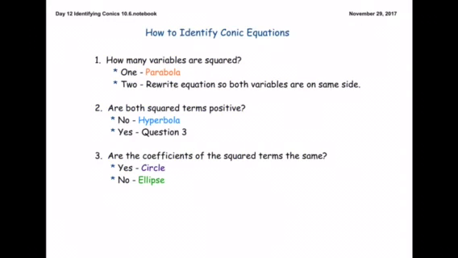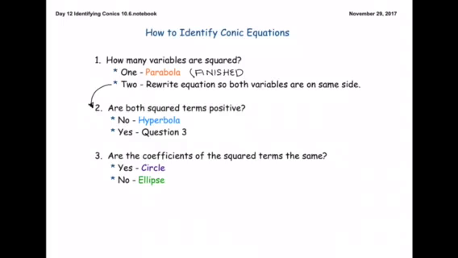How to identify conic equations. So we can ask ourselves these three questions to identify which conic equation we're talking about. The first question you ask yourself is, how many variables are squared? If you answer 1, it is a parabola, and you're finished. You have determined your conic section. If you answer 2, you need to rewrite the equation so both of the variables are on the same side and move on to your second question.